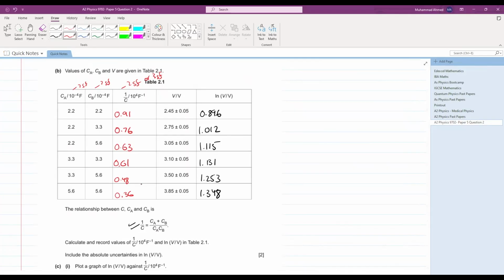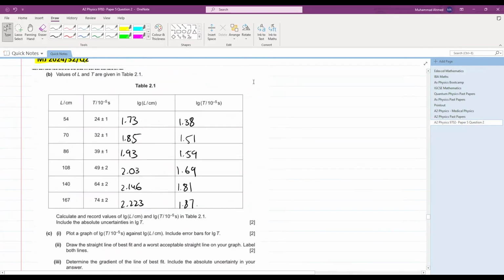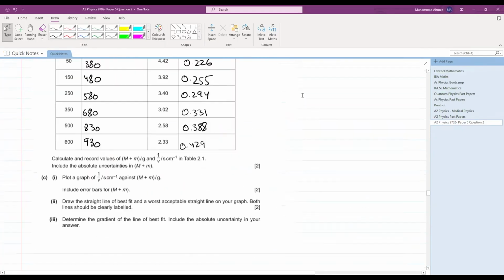If you see the values of voltage are given till how many significant figures? Three significant figures. So LN V will be till how many decimal places? Three decimal places. Do you remember the logarithms rule? The number of significant figures in the original number is equal to the number of decimal places in the calculated value. Now let's move on to uncertainties.